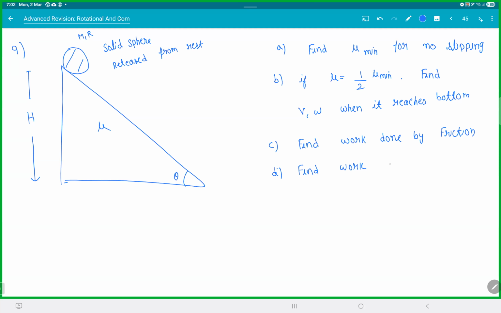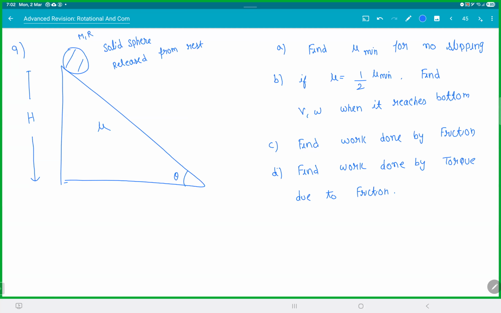Torques also do work. What is the work done by torque? Integral of torque d theta. What is power due to a torque? Torque into omega. So F ds becomes torque into d theta, and power F into V becomes torque into omega. So find work done by torque due to friction. Both are two different things, till it reaches the bottom.